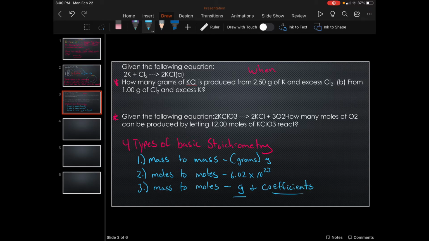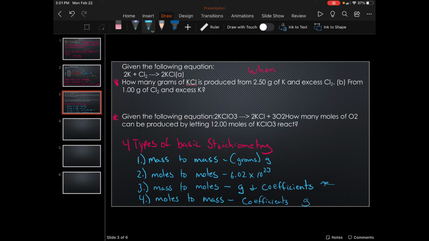And then 4, let me erase that so it's not affecting my number area. And then 4, we are going to have moles to mass. And that's going to be the exact opposite of this one. The exact opposite. We're going to use our coefficients first, and then we are going to use our grams. So these are the 4 basic types of stoichiometry.